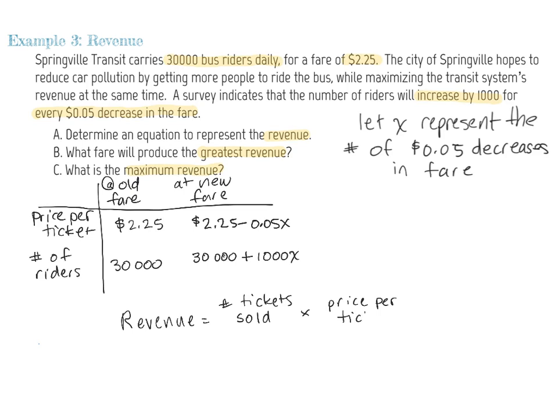Per ticket. Looking at our table, which summarizes our information, we know that the number of tickets sold is 30,000 plus 1,000x, and the price for each ticket is $2.25 minus 0.05x. Multiplying those two together gives us our revenue function.